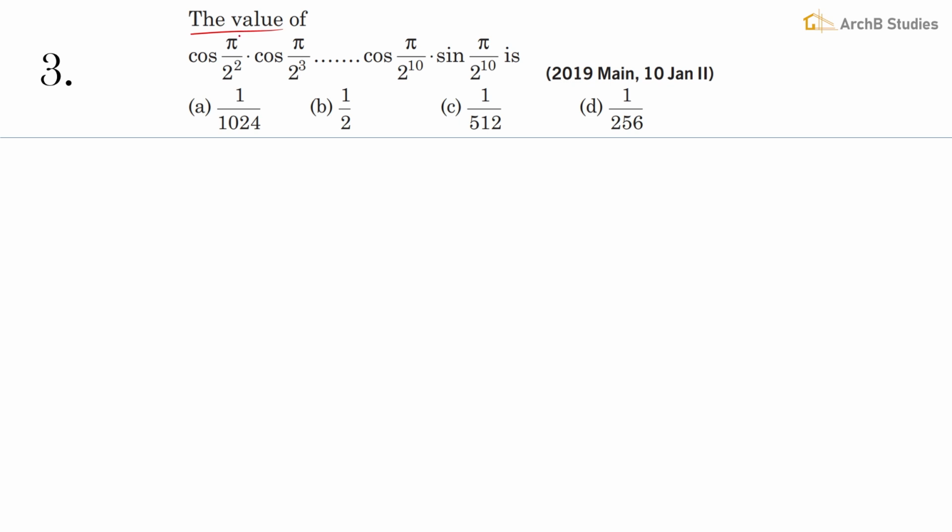So the third question: we have to find the value of cos pi by 2 square, cos pi by 2 cube, and this goes on till cos pi by 2 to the power 10 into sin pi upon 2 to the power 10. Okay, we have to find this one.